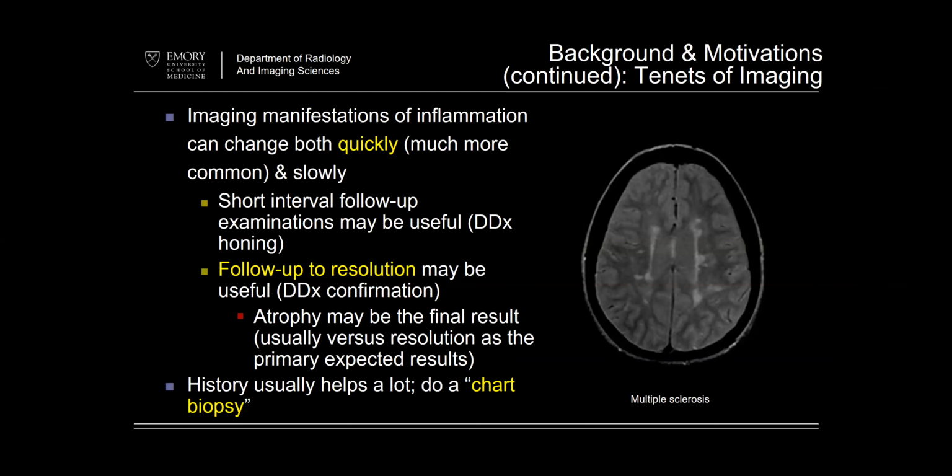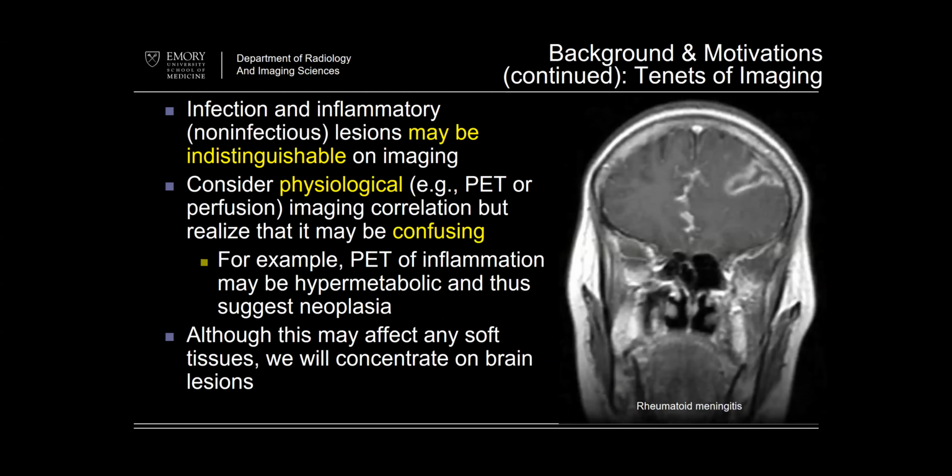Certainly, there's some overlap in what you might call infectious or neoplastic as to what would be inflammatory, but a lot of them have an inflammatory component. You may not be able to distinguish infection and inflammation off of the imaging. And if you jump to a PET scan or a perfusion scan, you might be confused. A lot of these inflammatory processes can be hypermetabolic, and you might jump down the road of saying it's neoplastic. So be very careful about that.